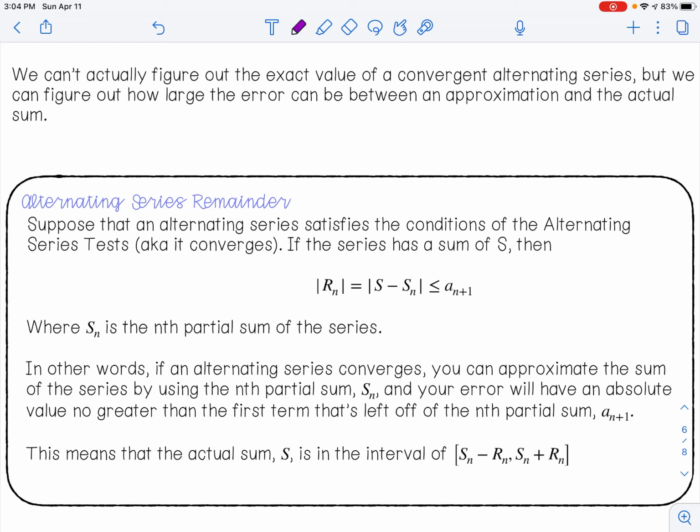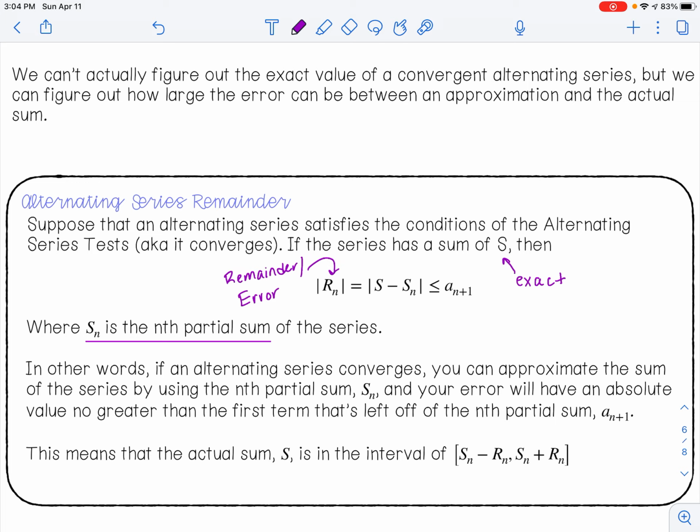If the series has a sum of S, so this is the exact sum, then the absolute value of R sub n, the remainder or the error value of the nth approximation, is equal to the absolute value of the actual sum minus S sub n, which is the nth partial sum. And that's going to be less than or equal to a sub n plus 1, or the (n plus 1)th term of the sequence. Okay, that is a hot mess of symbol notation that if you just read it through once, you probably don't understand right away, and I'm not expecting you to.